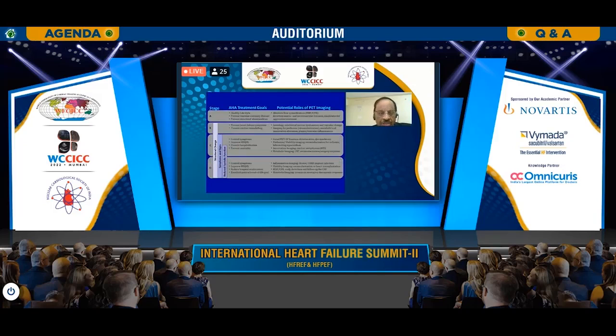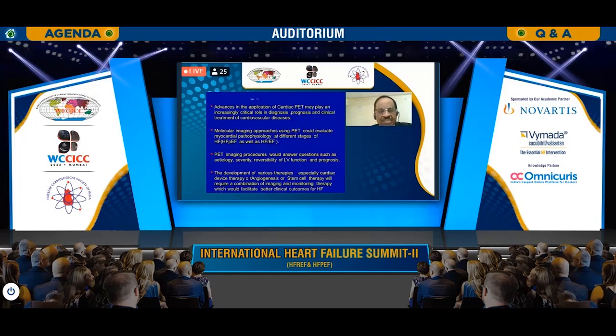So these are the American Heart Association treatment goals: healthy lifestyle, prevent vascular coronary disease, prevent structural abnormalities. You have to do absolute flow quantification, myocardial blood flow. If you want to control symptoms, gated PET, LV function, improve HRQL, perfusion viability imaging, prevent hospitalization, control symptoms, reduce hospitalization, inflammation imaging, device. Then the last slide: advances in the application of cardiac PET may play an increasingly critical role in diagnosis, prognosis, and clinical treatment of cardiovascular disease.